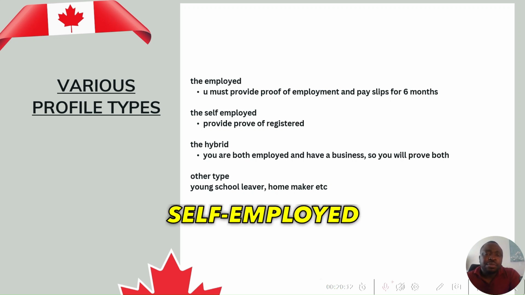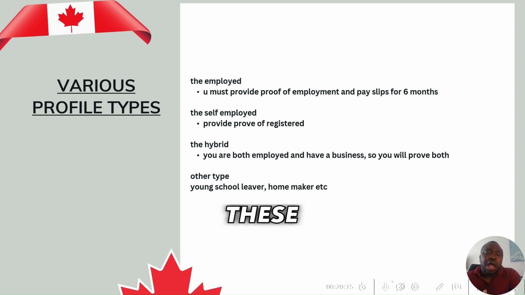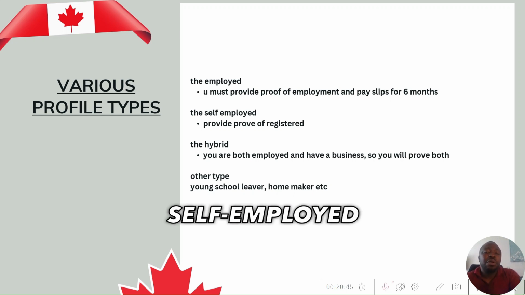The self-employed, these are people that do business. Ensure you provide your registered business certificates and ensure that your business is something that is verifiable. Then you have the people I call the hybrid. They are both employed and they do business. So you can provide both documents for the employed and the self-employed.